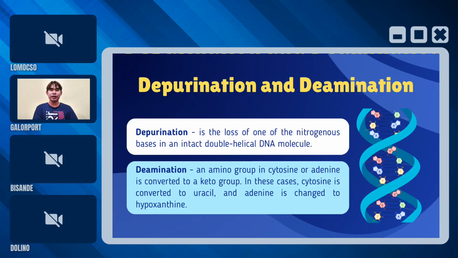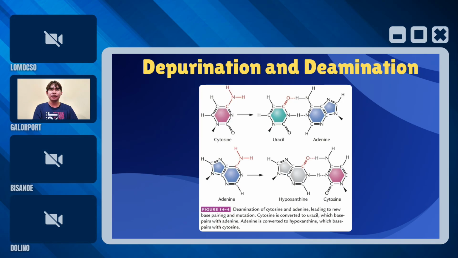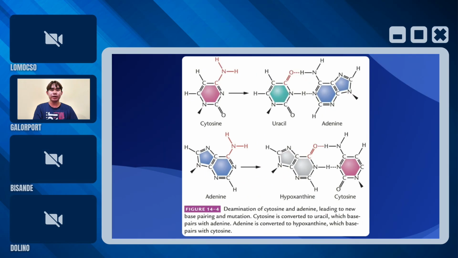Now let's proceed to deamination. Deamination happens when an amino group in a cytosine or adenine is converted to a keto group. In these cases, cytosine is converted to uracil and adenine is changed to hypoxanthine. Next slide, please. As you can see, the major effect of these changes is an alteration in the base pairing of these two bases during DNA replication.